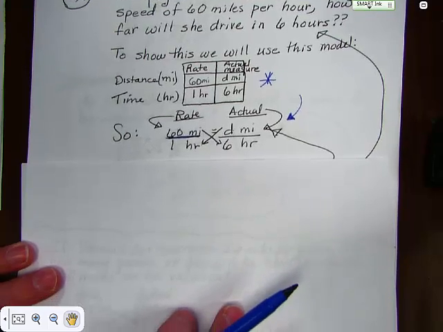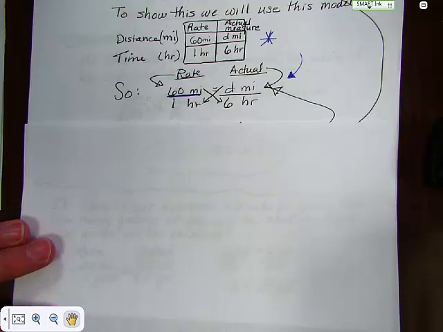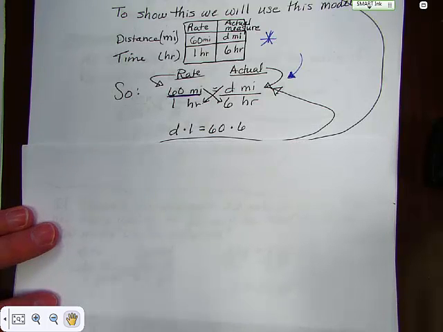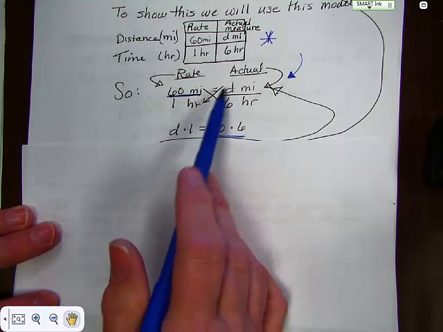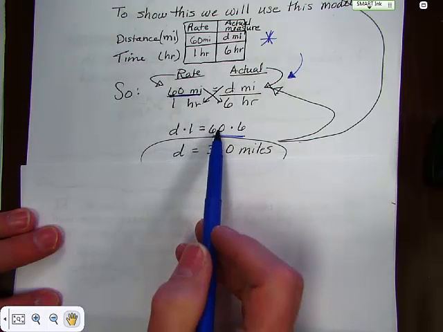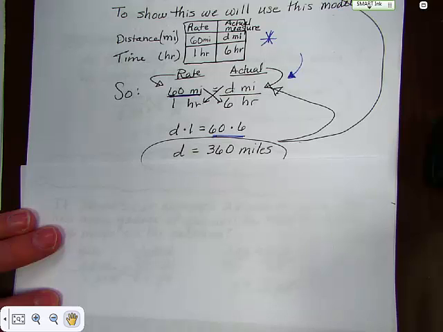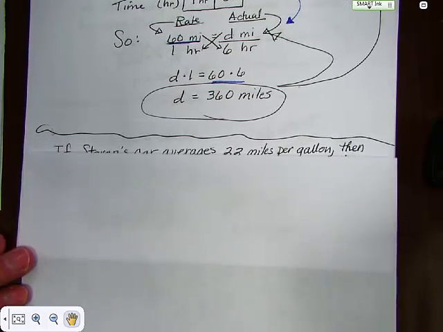And now, the solving of this particular proportion is nothing different at all. You're just going to do what you did with the other. 60 times 6, which is over here then, 1 times d. d times 1 was d. The distance is going to equal 60 times 6, which is, of course, 360 miles. So to answer the question, she will drive 360 miles in 6 hours if she drives 60 miles per 1 hour. Okay, let's look at another example.